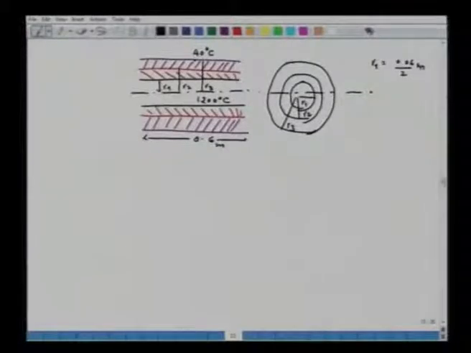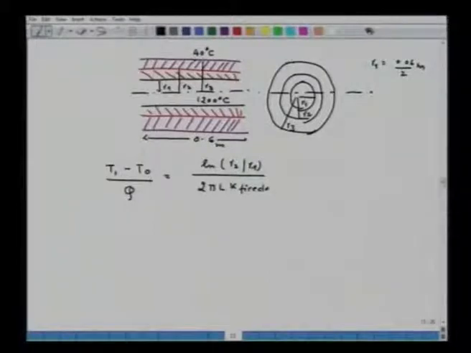So, we know this equation, (T1 minus T0) upon Q is equal to ln(R2 upon R1) upon 2 pi L k fire clay, plus ln(R3 upon R2) upon 2 pi L k asbestos, where this temperature I am taking as T1 and this temperature is T0.